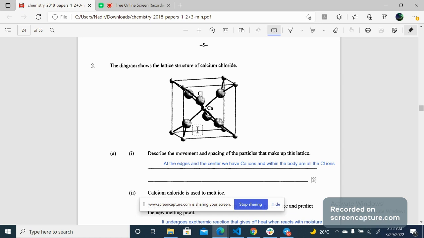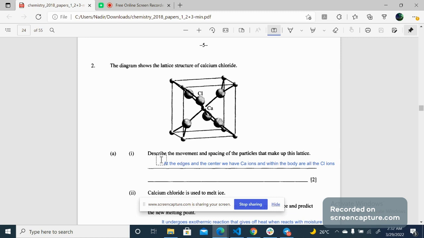This cube form that you can see is called a lattice structure in the lingo of chemistry. And there you see the atoms of chlorine and calcium together, arranged in some specific order to form the calcium chloride compound. Okay, and after being given this representation of the lattice structure of calcium chloride, we have been asked some questions related to it.